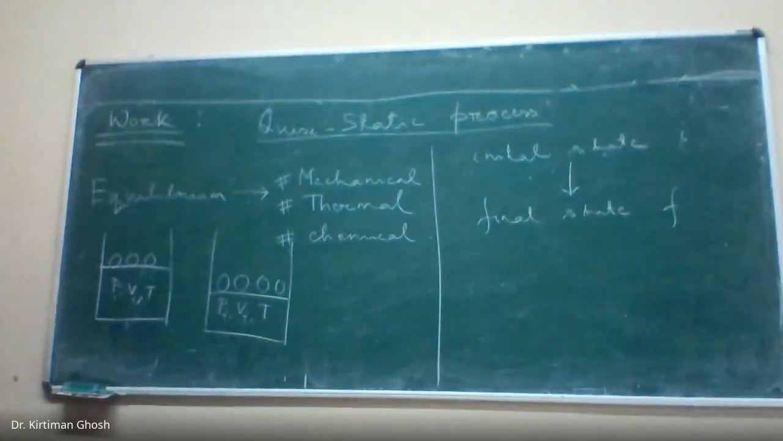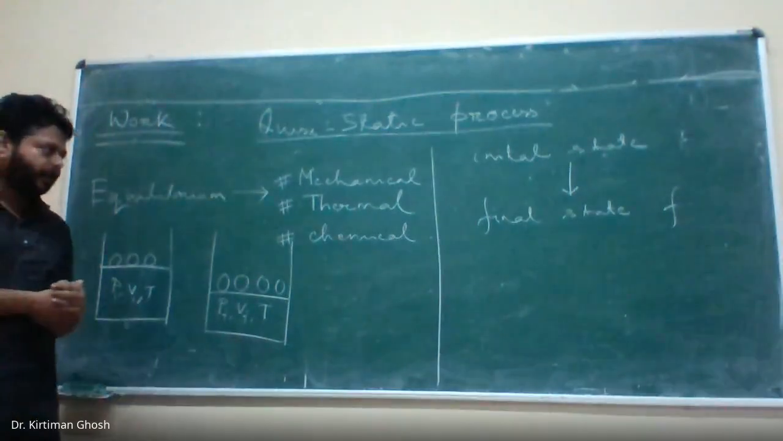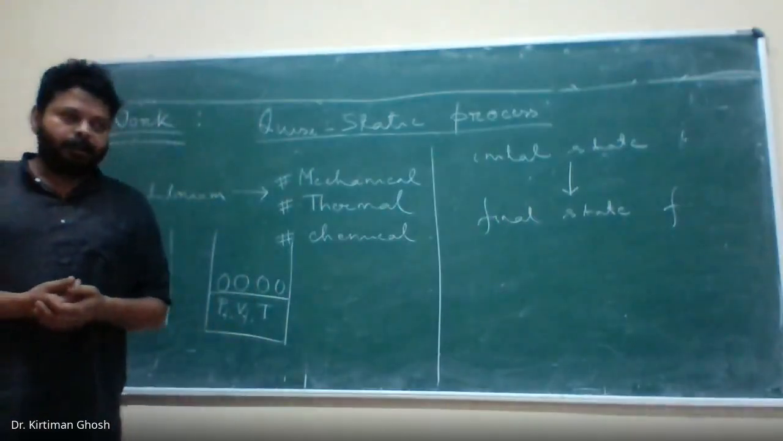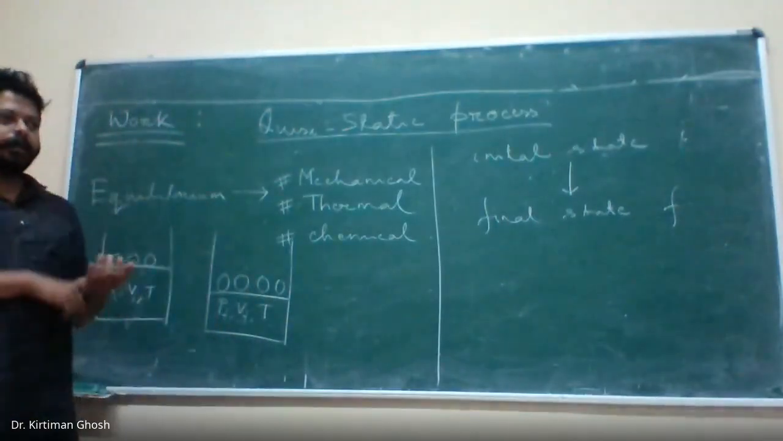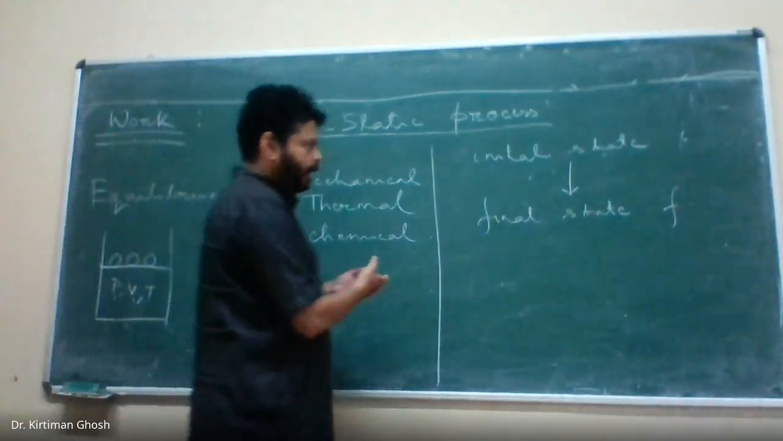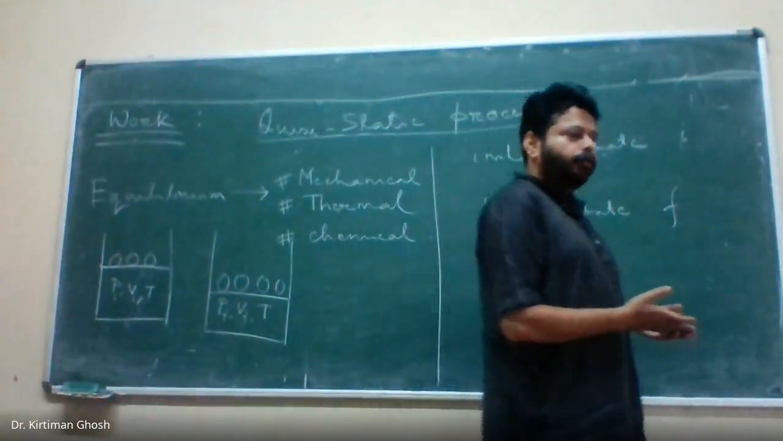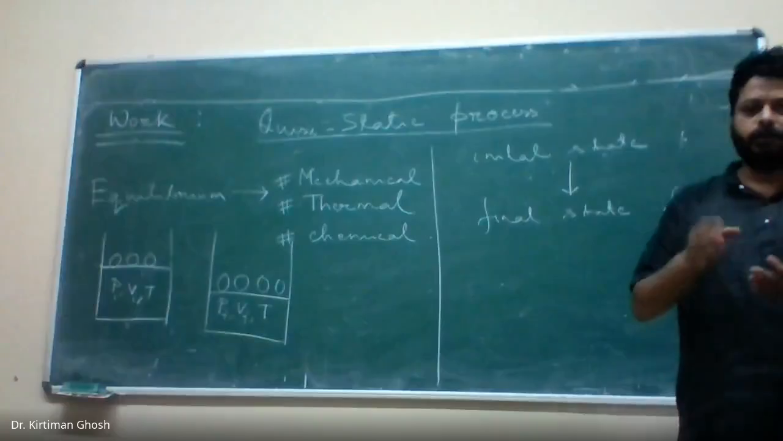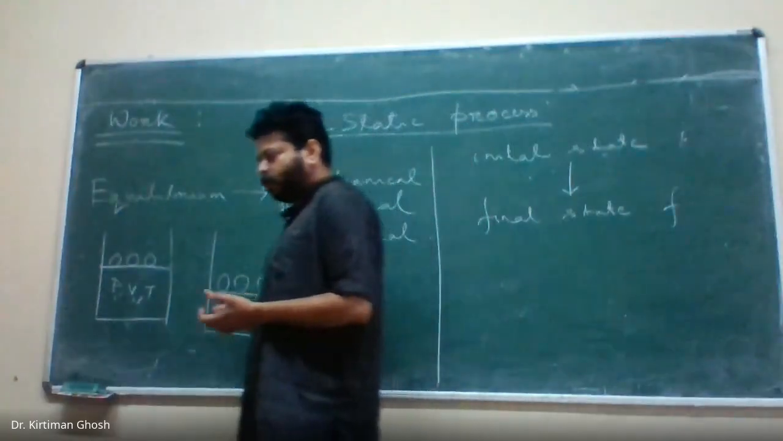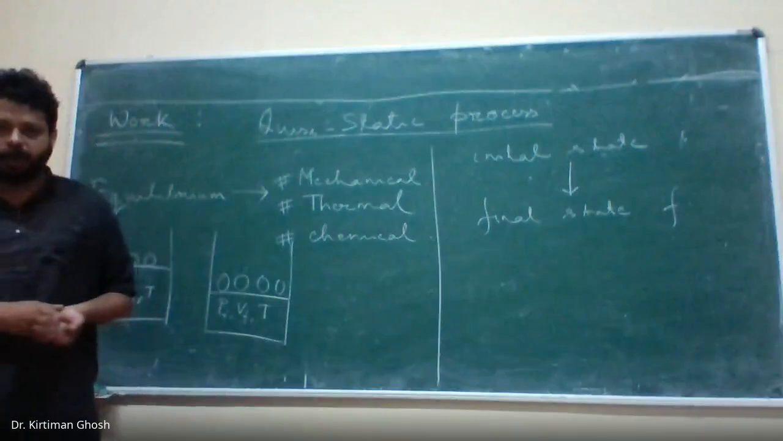So the problem is that if the system is in a nonequilibrium state, we cannot have a thermodynamic description. This is the first problem. The second problem is that if I want to change the state of a system, I need to go through some equilibrium state. Obviously, as soon as I change some parameter, some coordinate of the system, it will go to a nonequilibrium state.